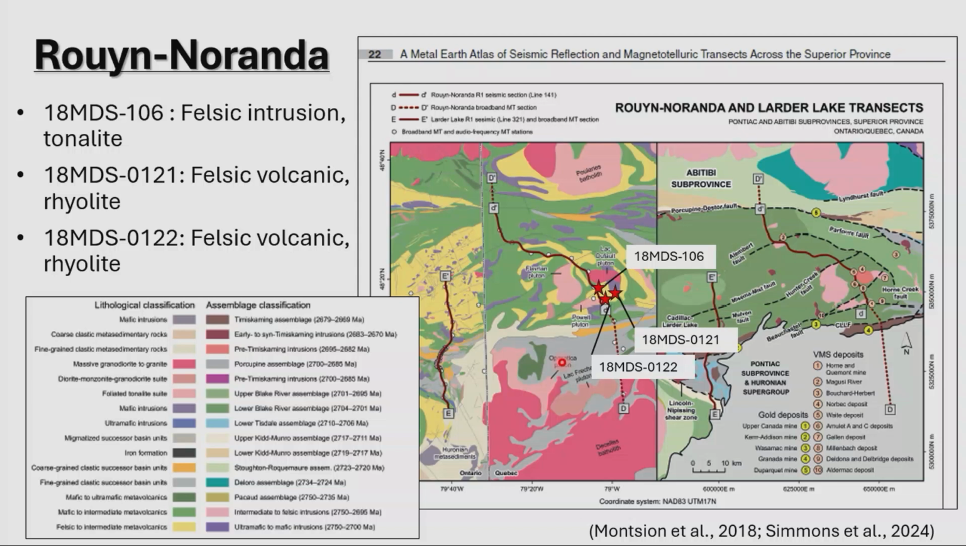So we're looking at right now 3 samples shown with these red stars here. They're all from the Powell block in the Noranda transect. So we're looking at one felsic intrusion, a tonalite sample, and 2 rhyolites that we will show the zircons from.